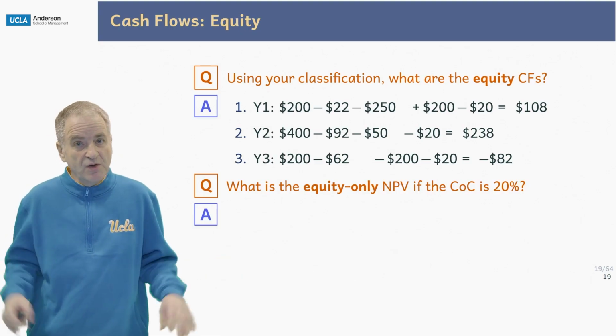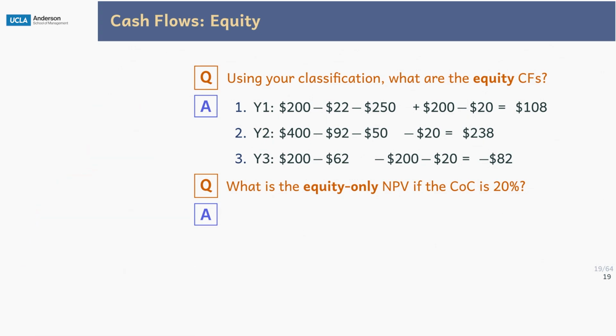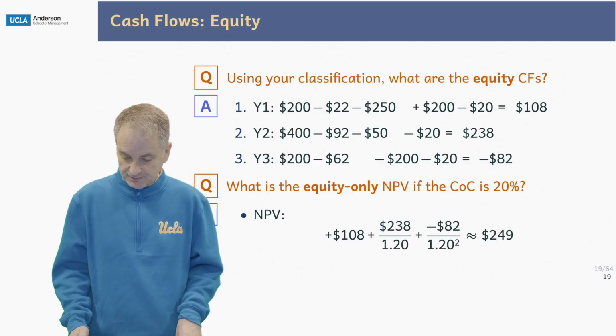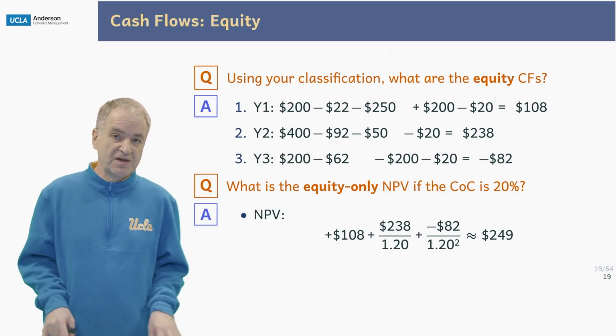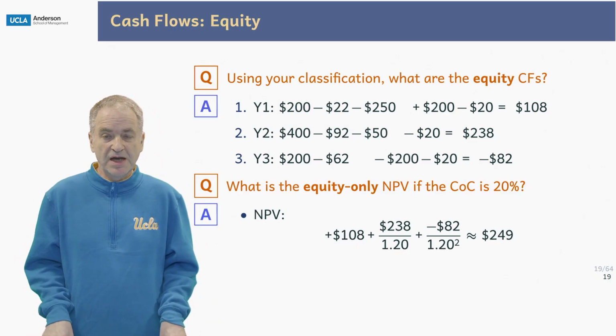What is the equity-only net present value if the cost of capital is 20%? Please pause this video now, answer the question on a piece of paper, and then continue. Well, we just take those 3 cash flows, discount it with 1.2, and out comes $249.